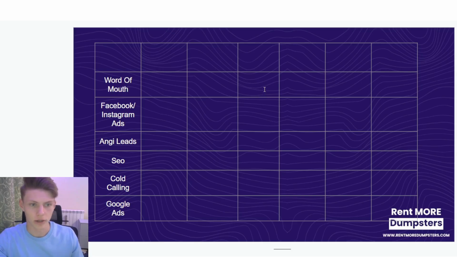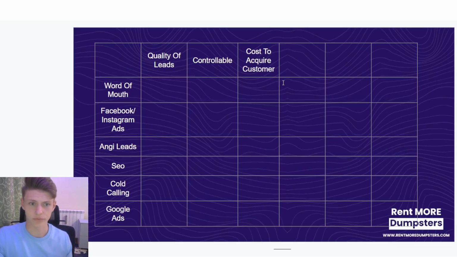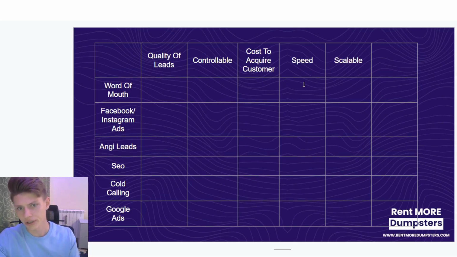We are going to rank these six ways based on the quality of leads, then how controllable it is to get clients and leads from that way, the cost to acquire a single customer, the speed, how scalable it is, and then how predictable it is. So let's start with word of mouth.